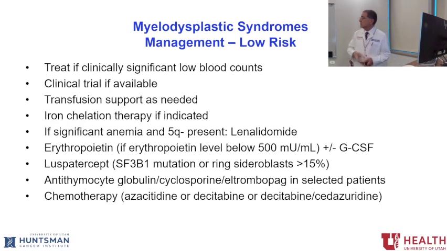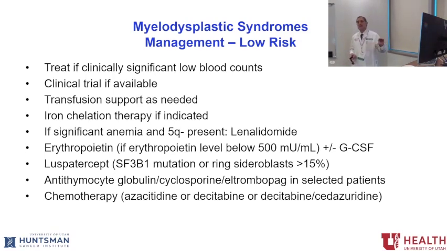There's a newer drug called luspatercept, which can also help the bone marrow in MDS patients produce more red blood cells. It works particularly well with a specific type of DNA mutation called SF3B1, or there's something called ring sideroblasts, which is one of the things you can see under the microscope in MDS. So in this situation, the luspatercept can actually help the bone marrow produce more red blood cells.